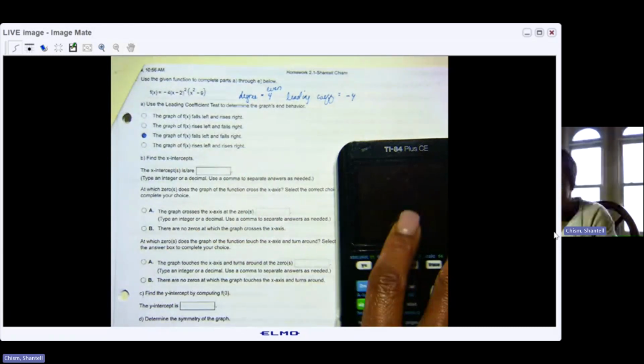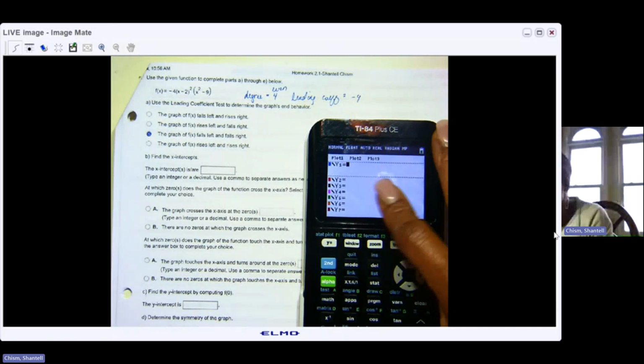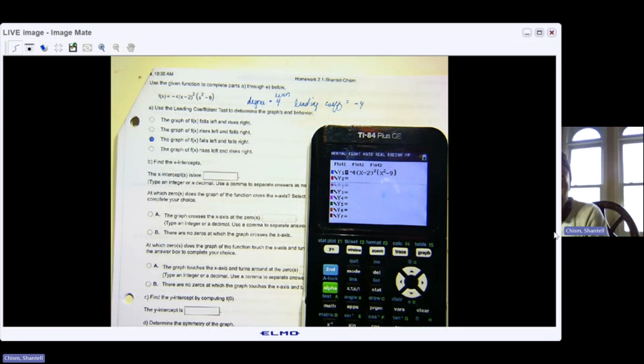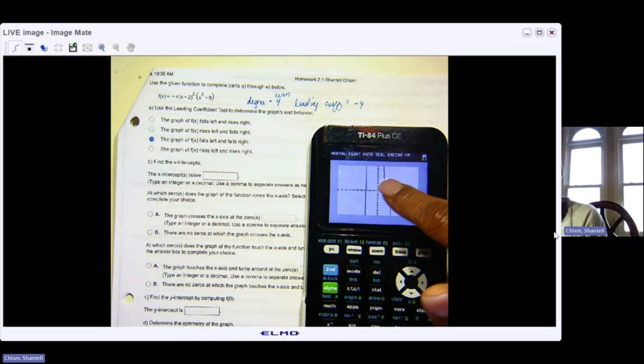But let's go ahead and just take a quick look. Don't forget, you do have the luxury of having technology. So I'm going to plug it in, -4, and then in parentheses, x minus 2, and I'm going to square that. Then I've got another set of parentheses, x squared minus 9. Let me come down and put in the exponent. And I'm going to hit graph, and see if we can see anything that's happening here. It might be helpful to zoom out.